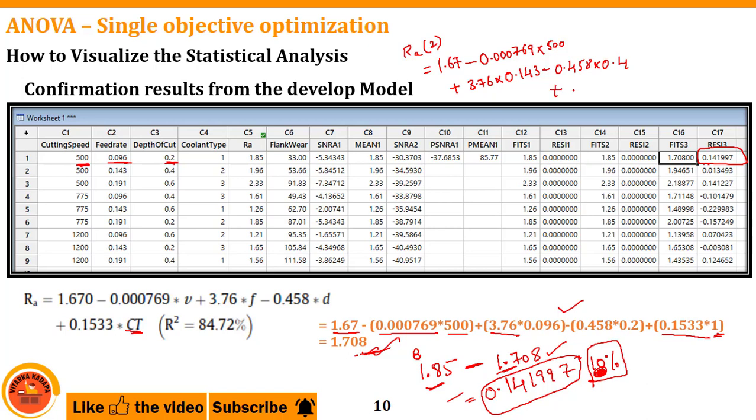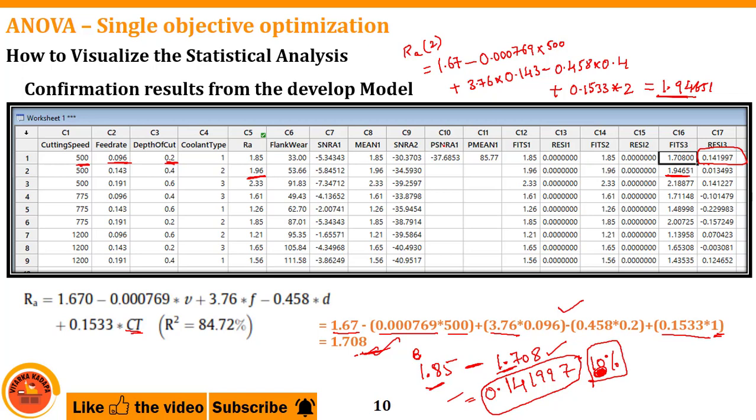Next, plus 0.1533 multiplied by CTV, coolant type, which is 2. If you substitute this, we will get 1.9465. But our value for RA is 1.96. It is very close. Maybe 0.13 is the difference. So this is the way we have to confirm our result.